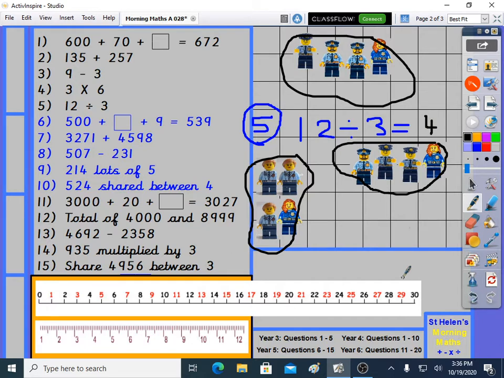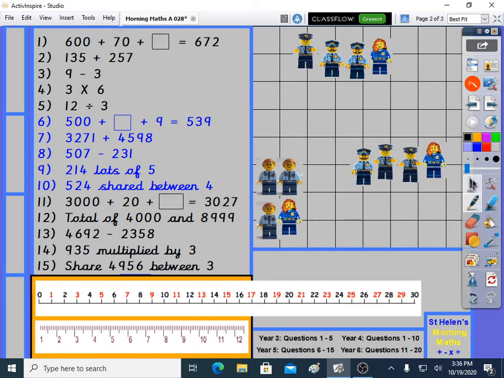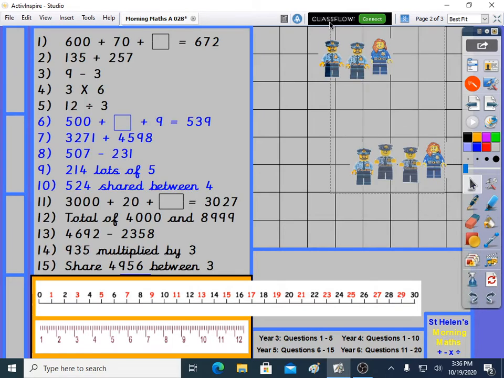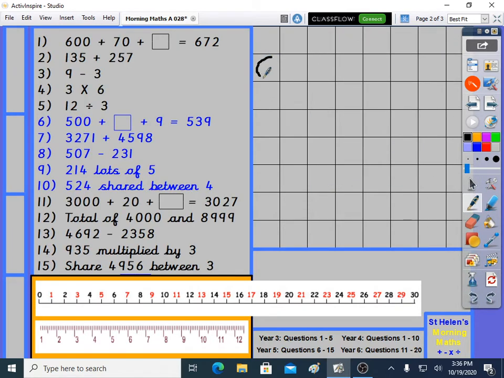That's year 3 done. We'll be moving on to year 4 work now. Year 4 level anyway. I know some year 3s can do it. Right, question 6, year 4 level. 500 plus a mystery plus 9 equals 539.